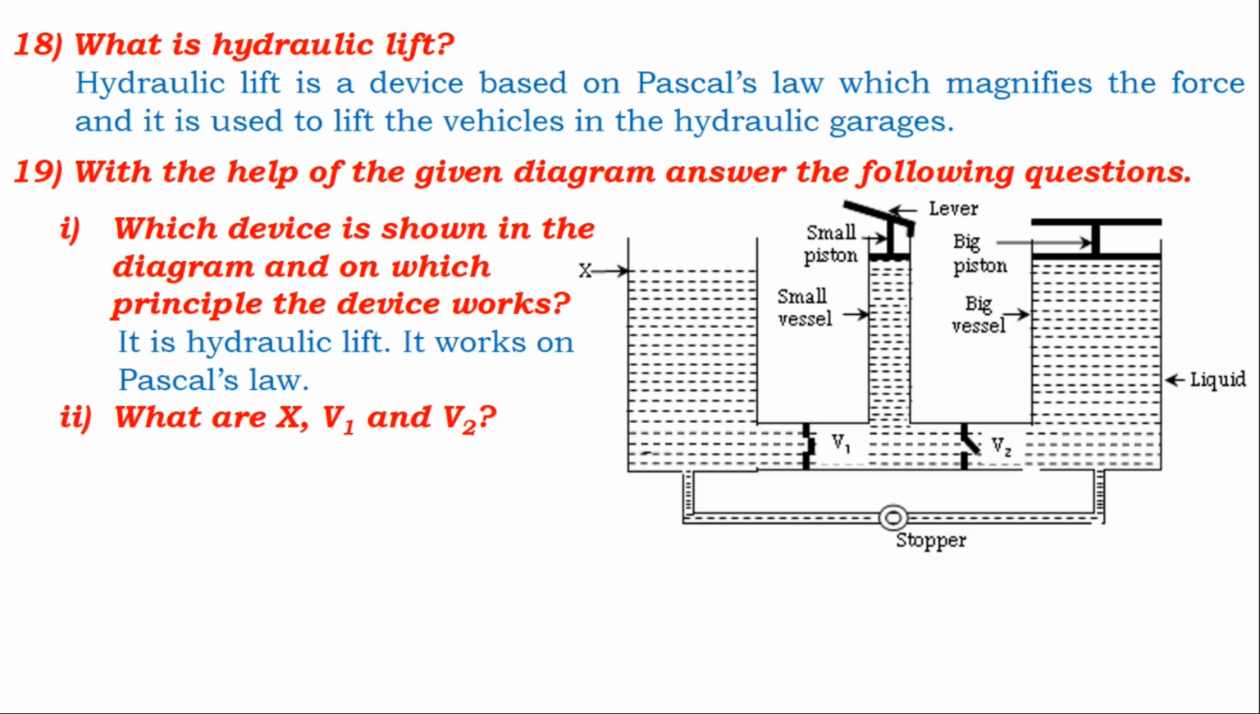Okay, now let's go to another question related with the same diagram. What are X, B1 and B2? Where are they? Look at this. Here it is X. Now B1 is here and B2 is here. And certainly X is reservoir. And this V1 and V2 are valves of this hydraulic lift. Okay, let's go to another question.